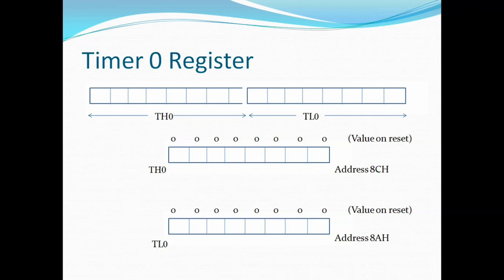Then the second one is the timer 1 register. This timer 1 is also a 16-bit register, and it is again split into 2 bytes, referred to as TL1 and TH1, which stand for timer 1 low byte and timer 1 high byte. These registers are accessible in the same way as the registers of timer 0. You can also see here the physical addresses for TH1 and TL1. These are the SFR addresses for these timers, which you can also use in your instructions.